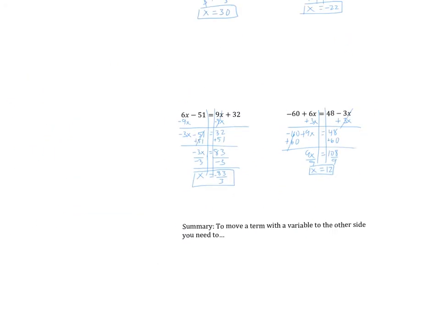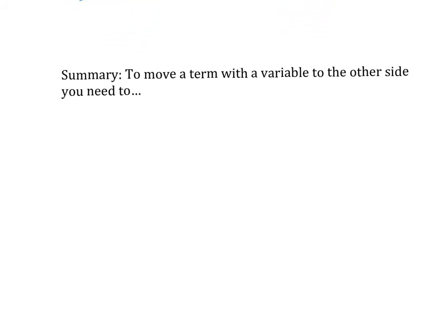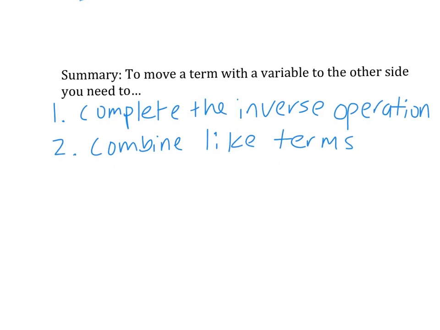Okay, so in summary, to move a term with a variable to the other side, the first thing you need to do is complete the inverse operation. That's what we kept doing. We would add or we would subtract. So that's step number 1. And then step number 2 is to combine like terms. So we would take like 6x plus 3x, and that gave us 9x. That's combining like terms because they have the same variable to the same power.